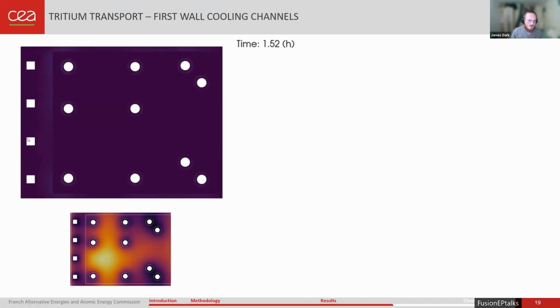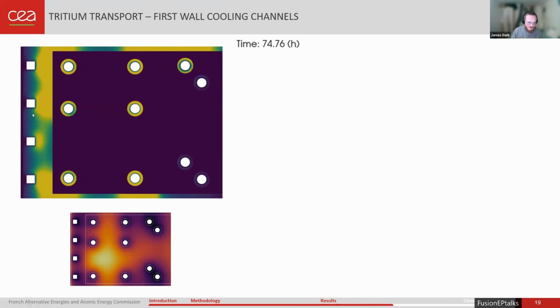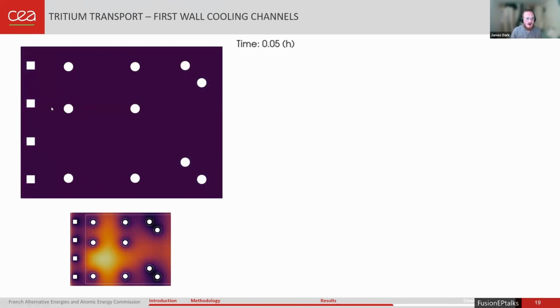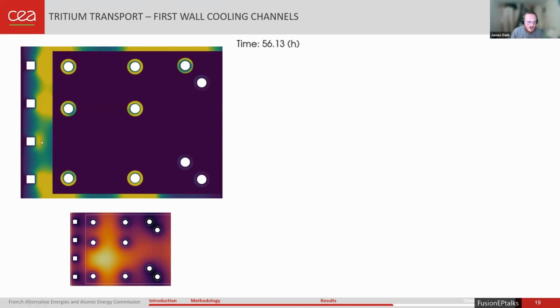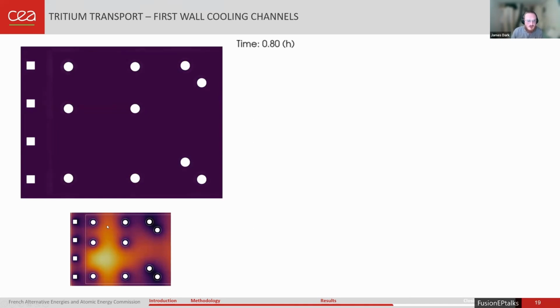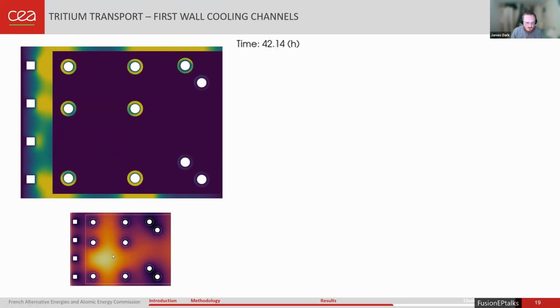Also, when we're looking at our first wall in particular, we have these first wall cooling channels. This little GIF is showing our trapped concentration of hydrogen just in our structure. And what we can see here is that the trapping concentration is very much a product of our temperature. Where our temperatures are highest, we see the lowest levels of trapping.